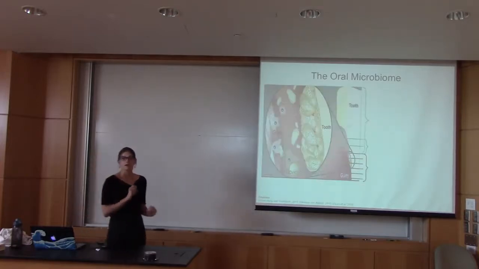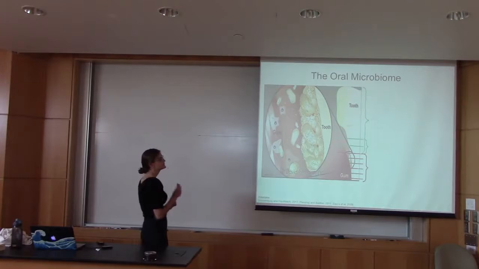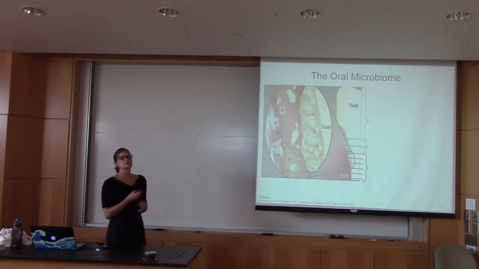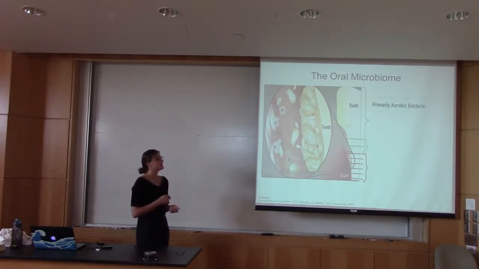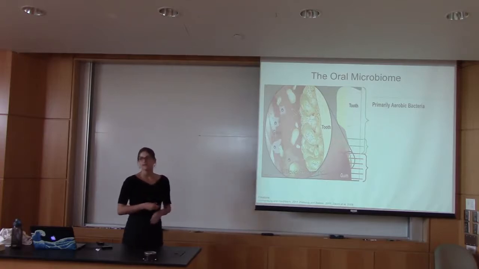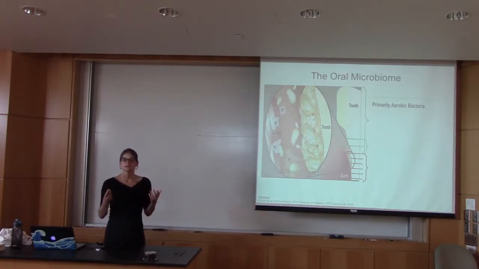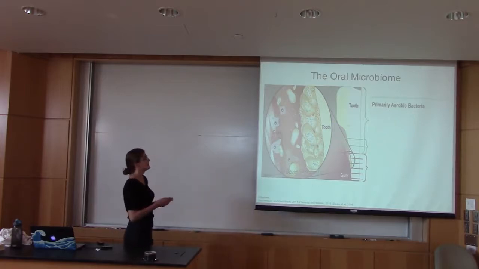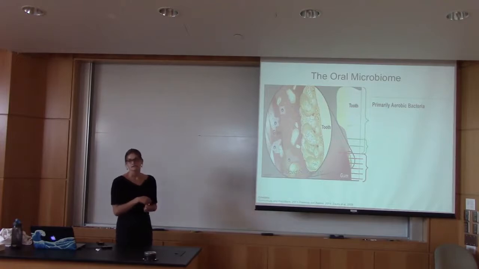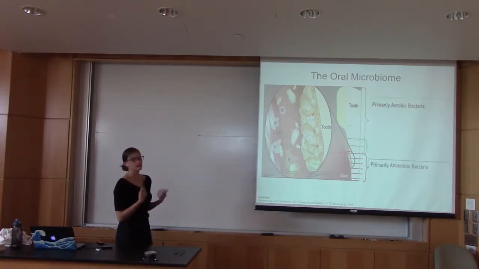Zooming in on something you're probably a bit more familiar with, the tooth and the gum line. Obviously on the tooth, there's a lot of access to oxygen, so the tooth is going to be primarily occupied by aerobic bacteria, and then the byproducts produced by these bacteria are going to cause things like dental caries or cavities. And then on the gum line, there is much less access to oxygen, so the bacteria that populate that area are going to be primarily anaerobic bacteria.